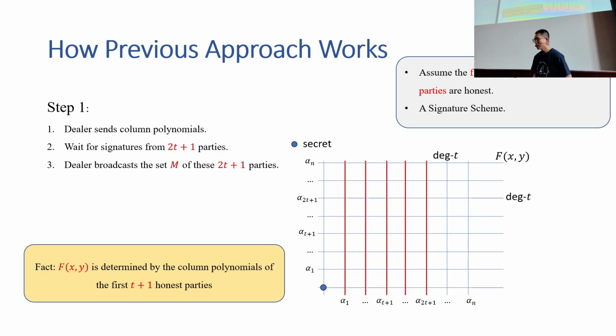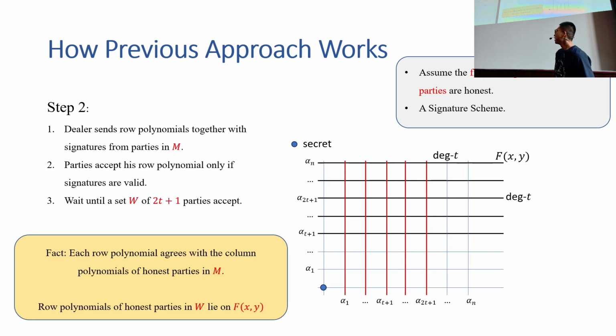And we can see that because we only have T corrupted parties, at least T+1 honest parties have already signed their column polynomials. And we can say that the bivariate polynomial F is determined by the column polynomials of honest parties who provide their signatures. And now for the second step, the dealer will distribute row polynomials together with the signatures he received from the previous 2T+1 parties. And now each party only accepts his row polynomial if he received all the correct signatures.